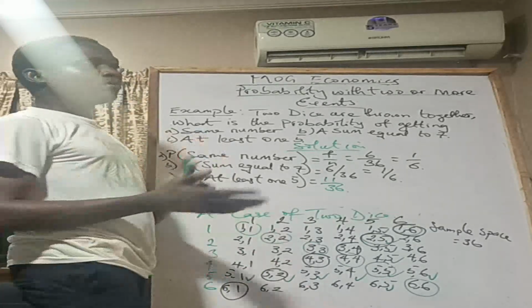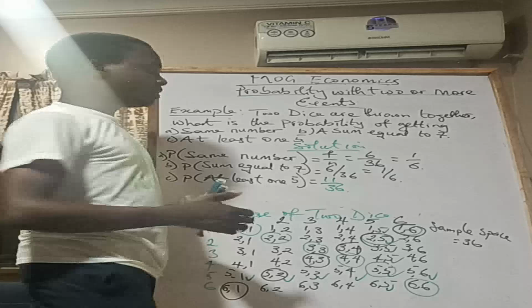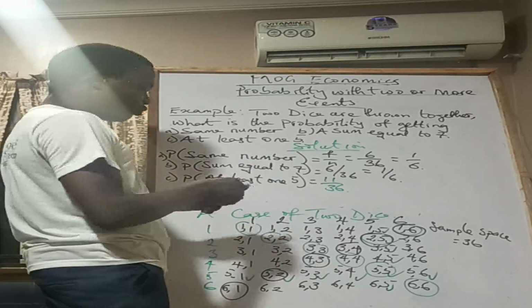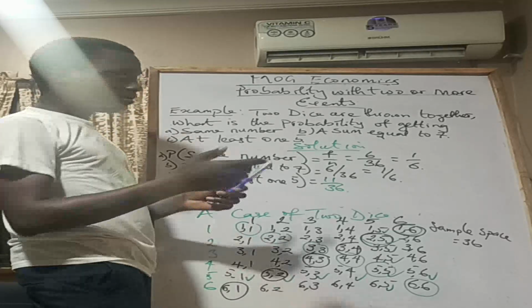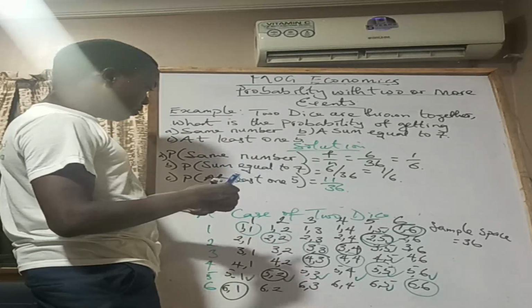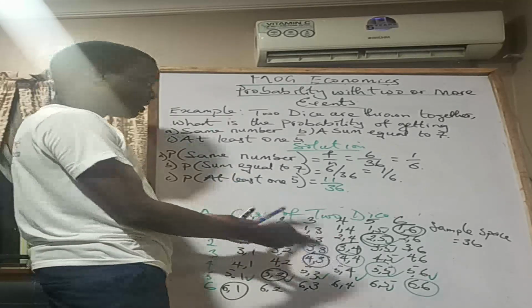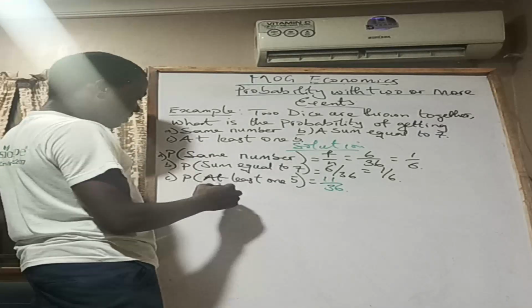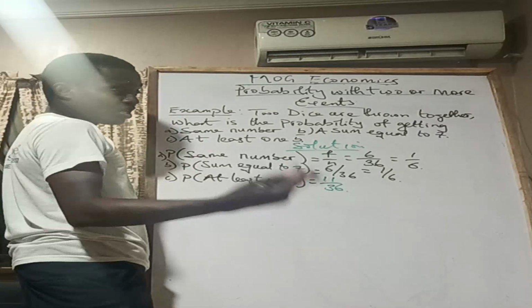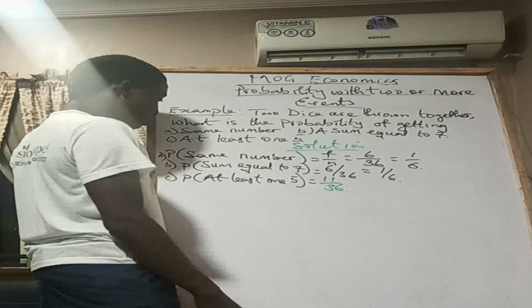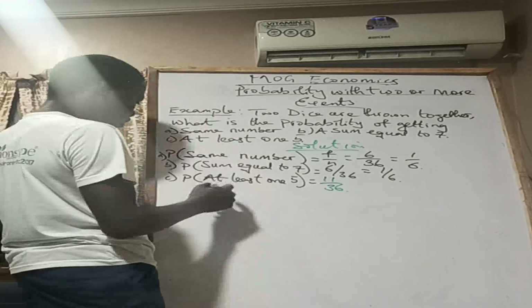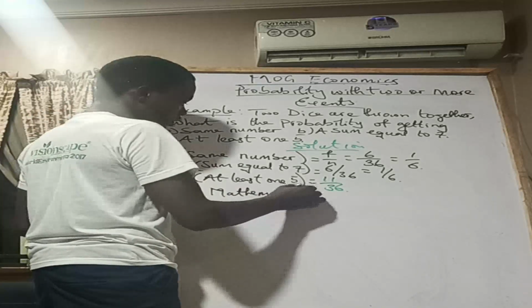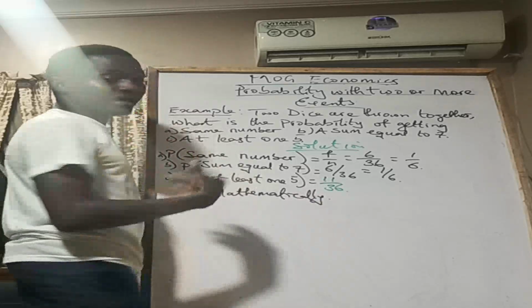Now let me show you a calculation, the way you can calculate and then get 11 over 36 as well, for this second die. Now we know that for the first die, how can I solve that? Maybe I should erase this because I think I'm done with it. Let me say mathematically. So how do we find the probability of at least one five?